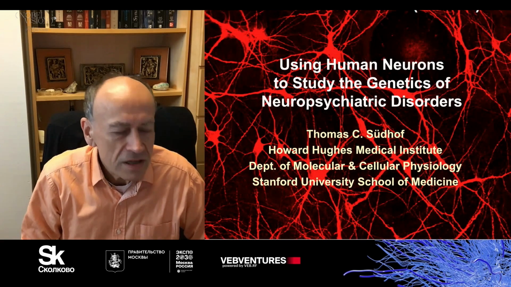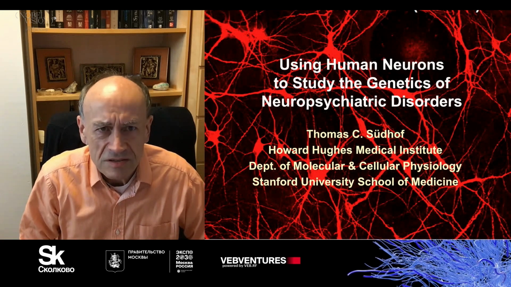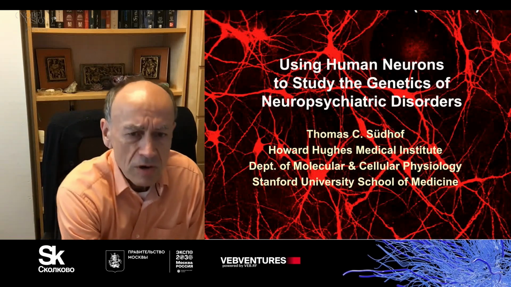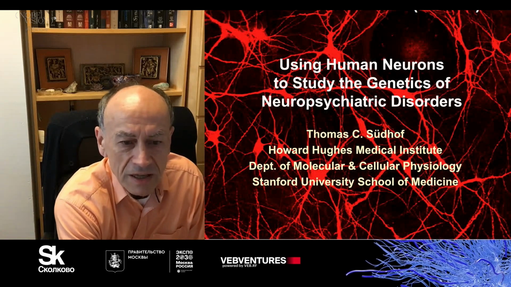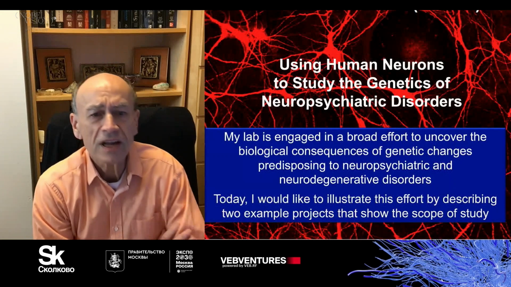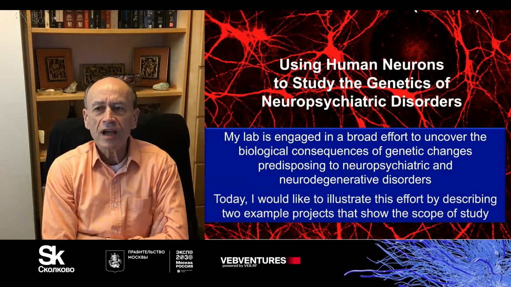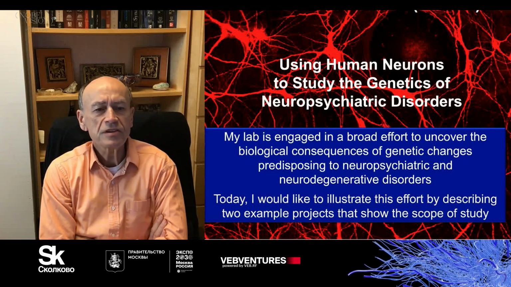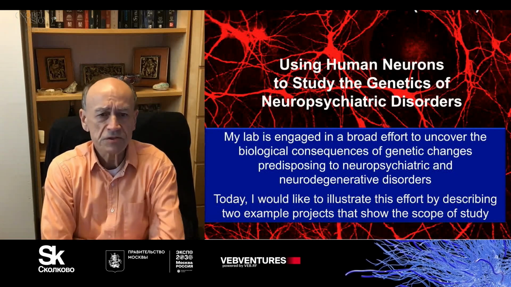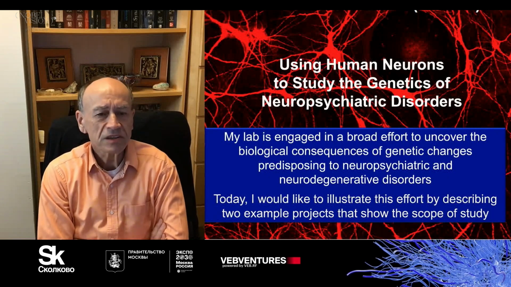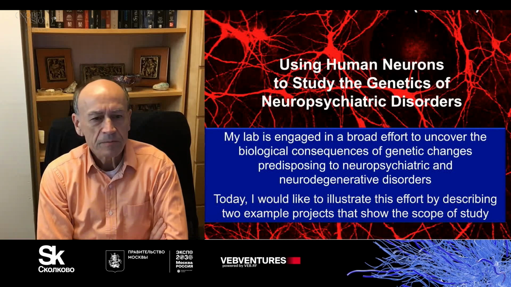What I'm going to talk to you about today is our approach of trying to understand human disease, our way of analyzing human neurons. And in order to tell you a little bit more about it, let me tell you that this is part of a broader effort in my laboratory to uncover the biological consequences of genetic changes that predispose to neuropsychiatric and neurodegenerative disorders.